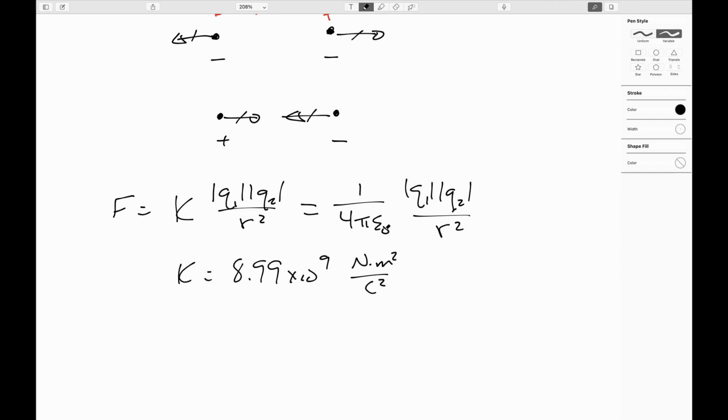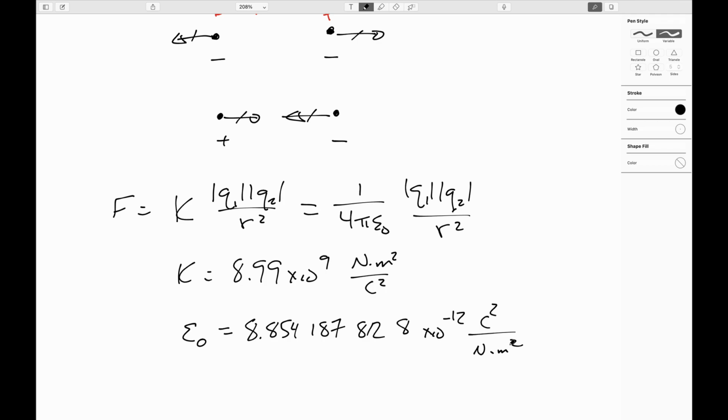If we write it as this 1 over 4 pi epsilon naught, this epsilon naught gets the name the electric permittivity of free space. And it is equal to 8.85418788128 times 10 to the negative 12 coulomb squared per newton meter squared.